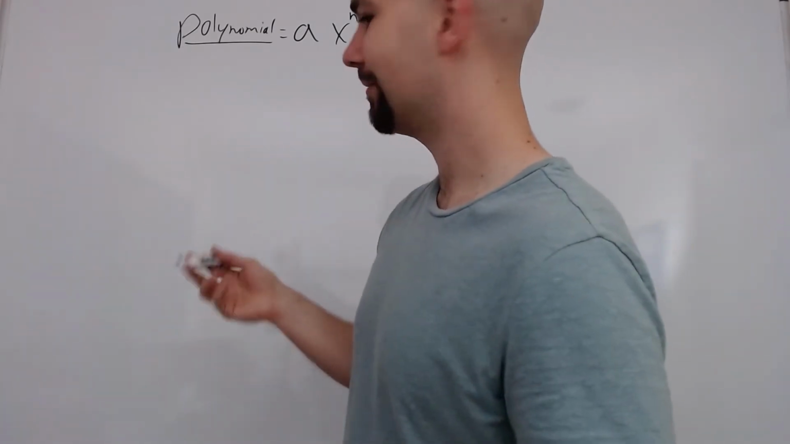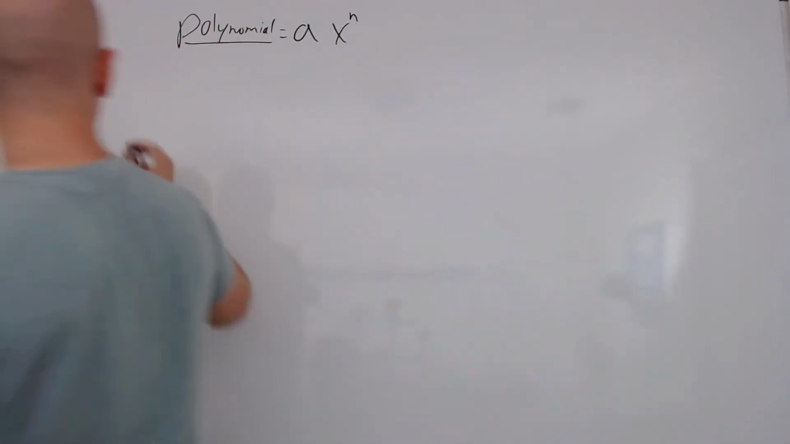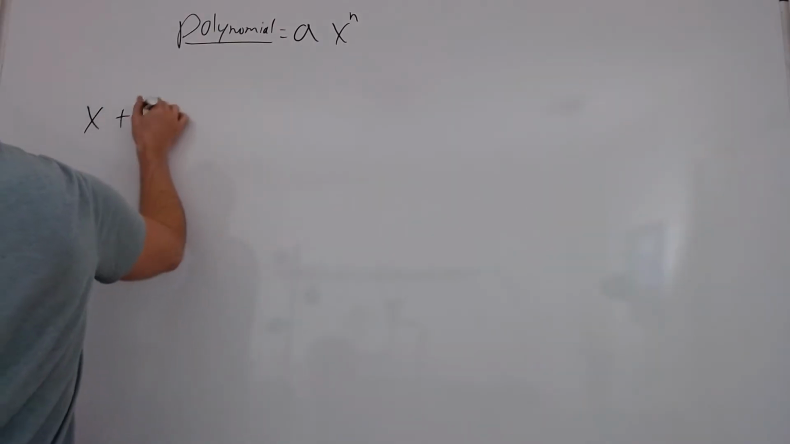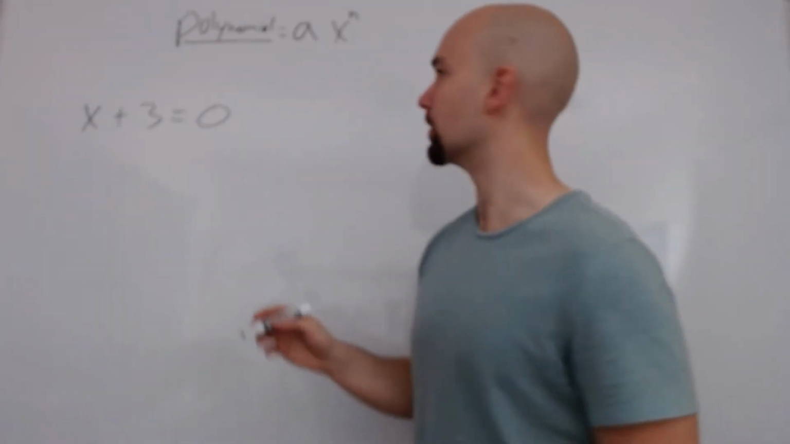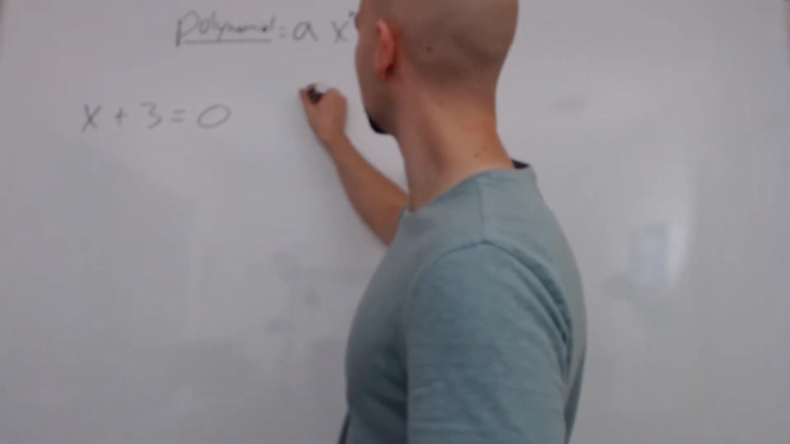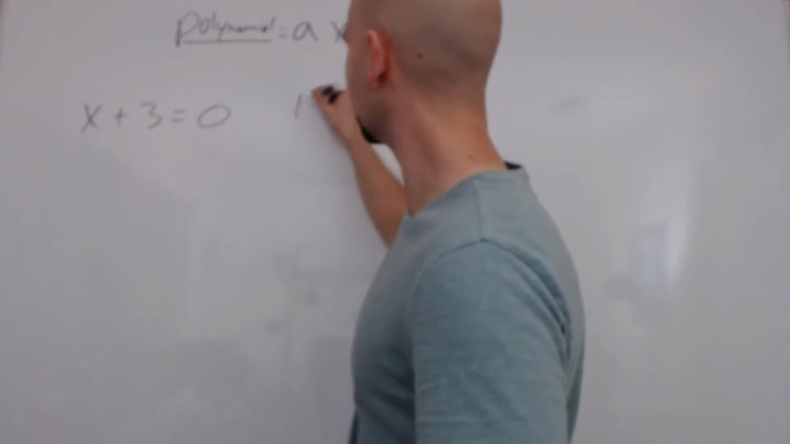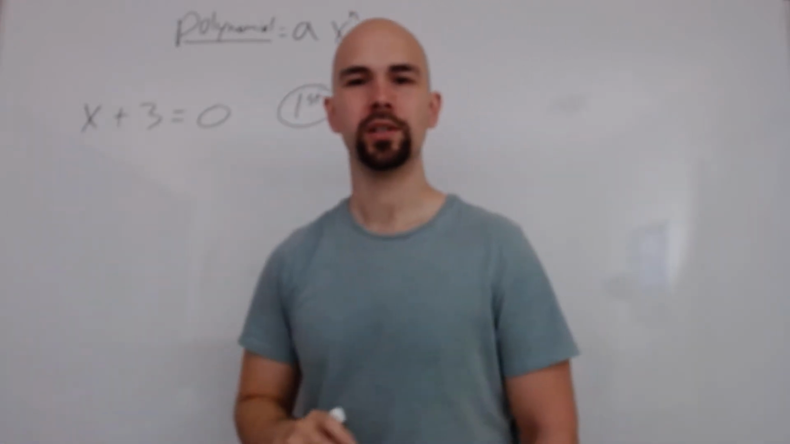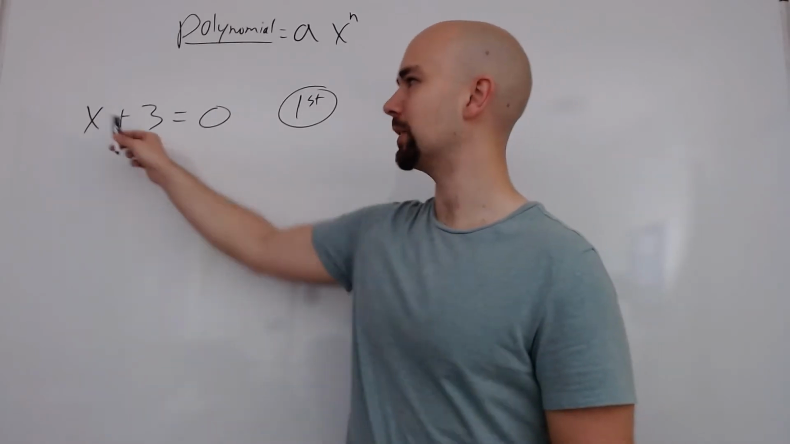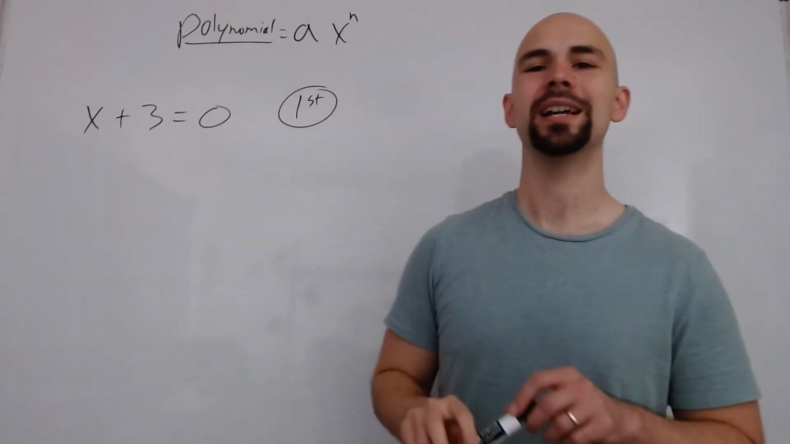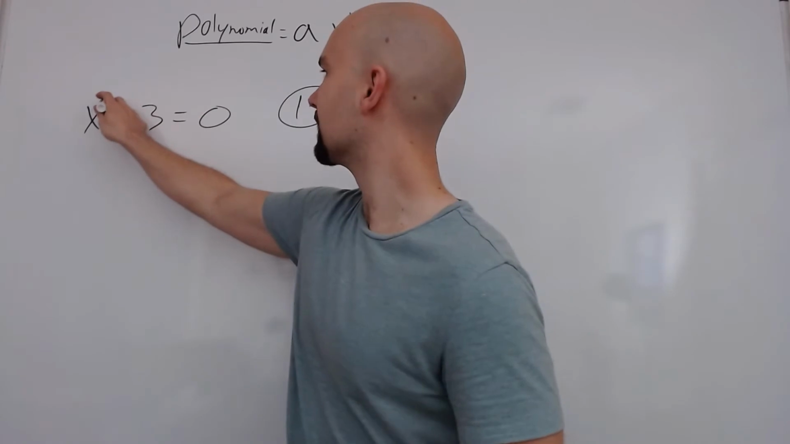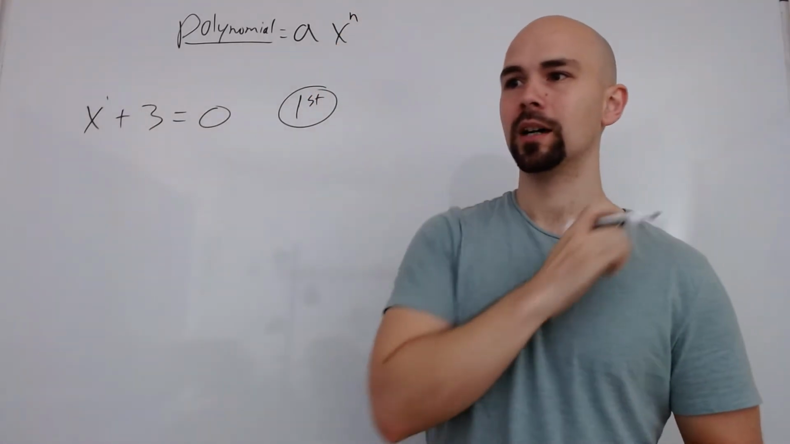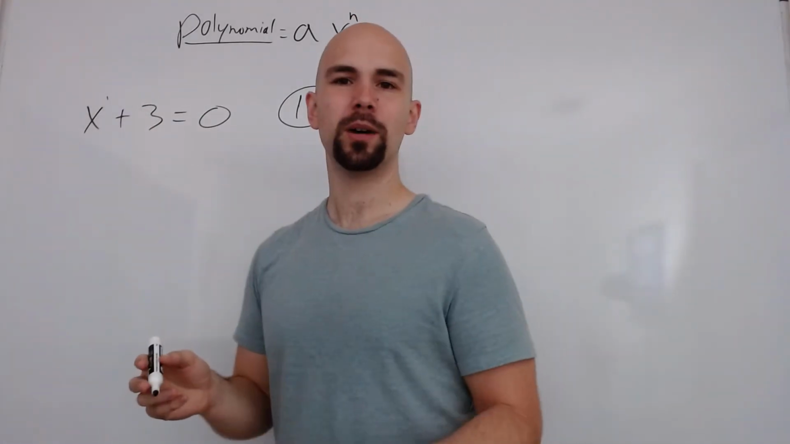And so if I have, for example, the equation x plus 3 equals 0, this is a first degree equation because the highest degree of any polynomial is 1, the power of 1. All right, now we've been doing quadratics.